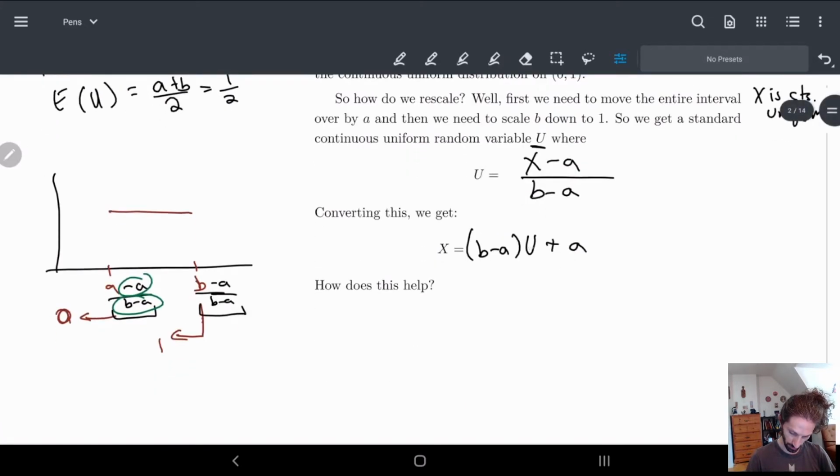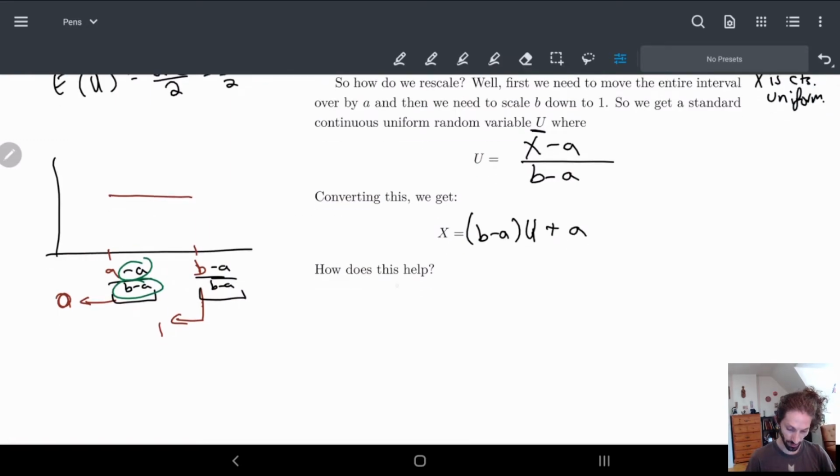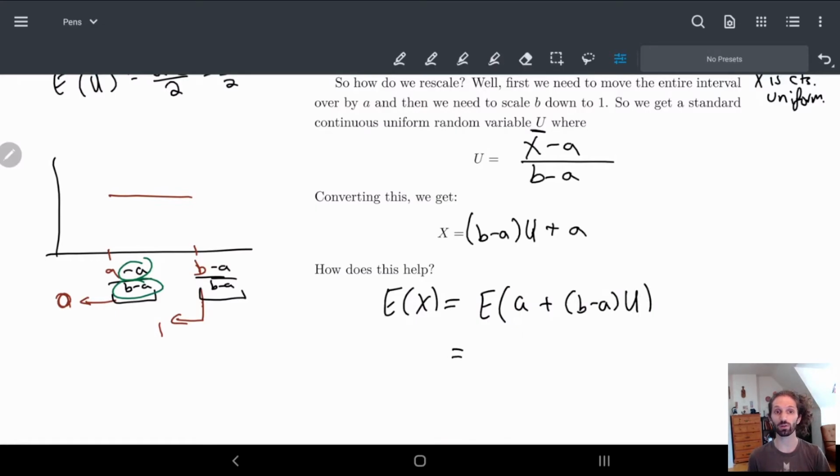I guess I should write a little thing. There we go. So if I do the expected value of x, this is the expected value of a plus b minus a u. And this stuff, we already know kind of what to do, right? We can just bring out the a. We can bring out the b minus a, and we're left with E of u.